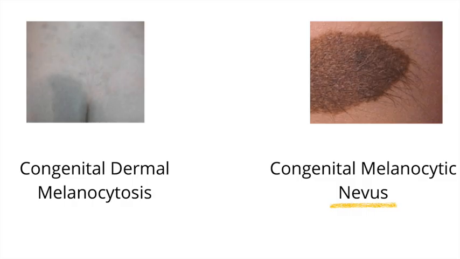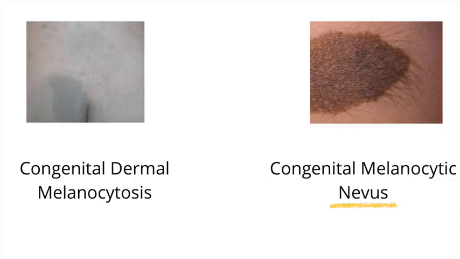So it's very important to look at this picture and know it well. Mongolian spots or congenital dermal melanocytosis. However, for the congenital nevus, it's hyperpigmented patches with a very, very dense patch of hair follicles as well.